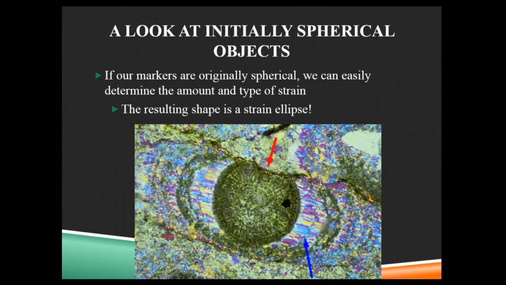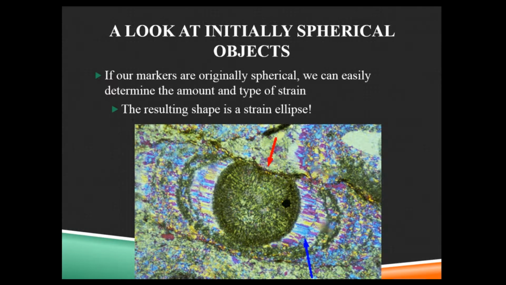Like this here. This is a thin section view, so it's a very tiny marker. If our marker was originally spherical, certain crystals grow in a spherical pattern, and we look here in this area the blue arrow is pointing to, we can see that it's very elliptical. So there was strain taking a spherical crystal grain and compressing it into an ellipse.